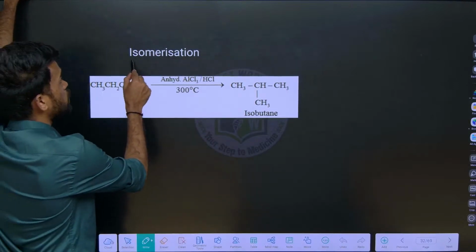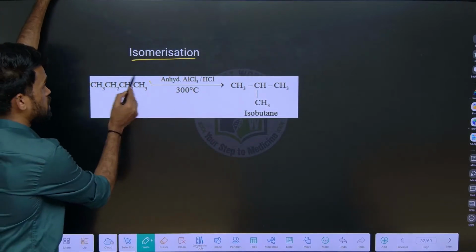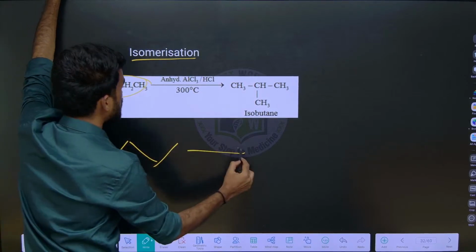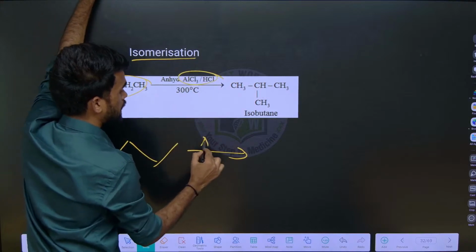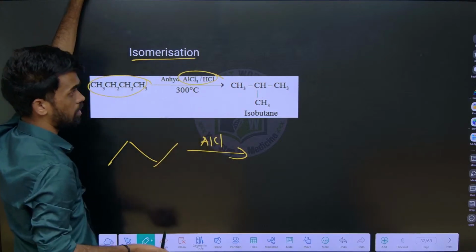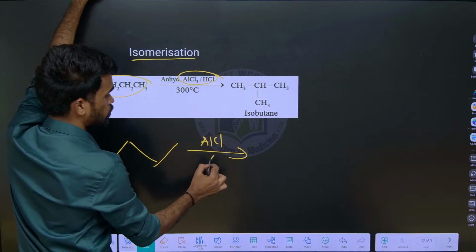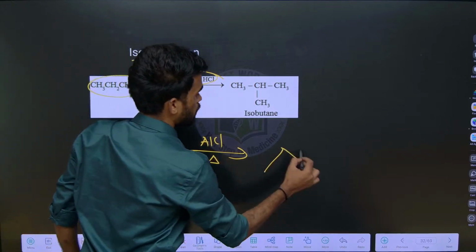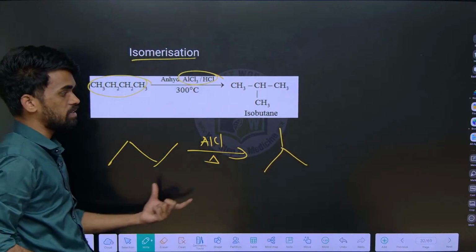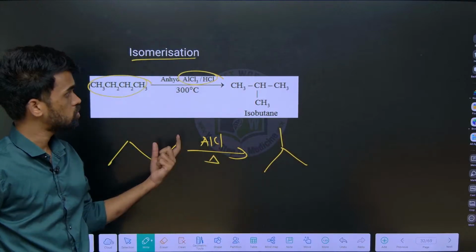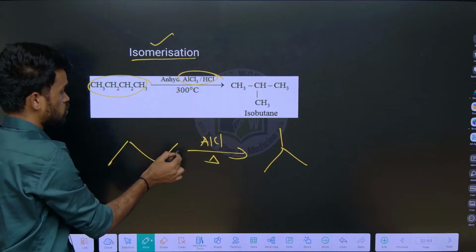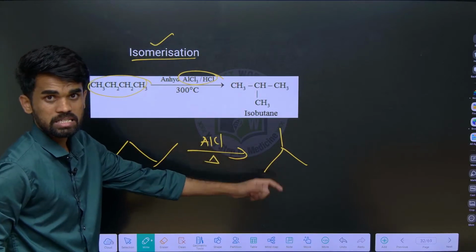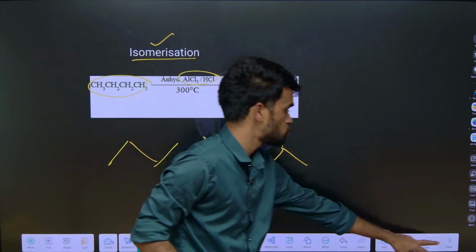Next we have isomerization. It means for a straight chain alkane, for example like this, upon treating with AlCl3, anhydrous aluminum chloride, at some particular temperature like 300 degrees Celsius, it will become a branched one. So the straight chain converts into a branched alkane. This is what isomerization is. Both are now structural isomers. This one and this one are structural isomers. This process is called isomerization.